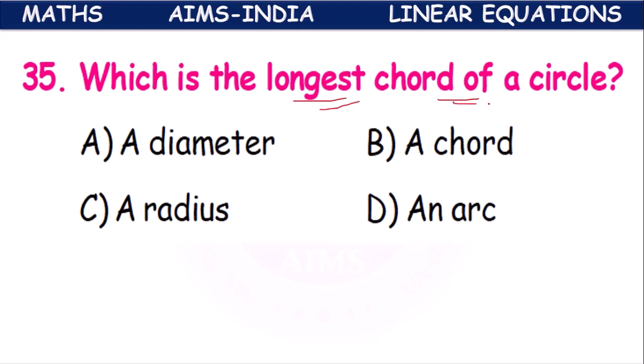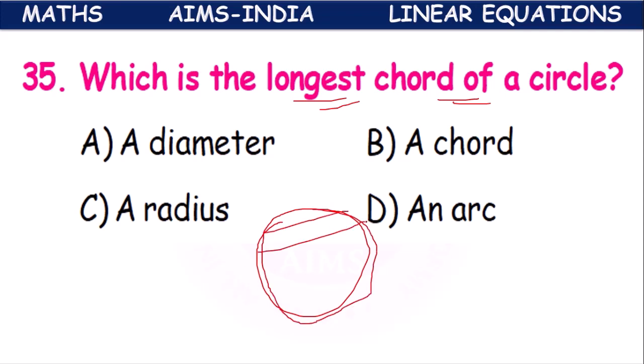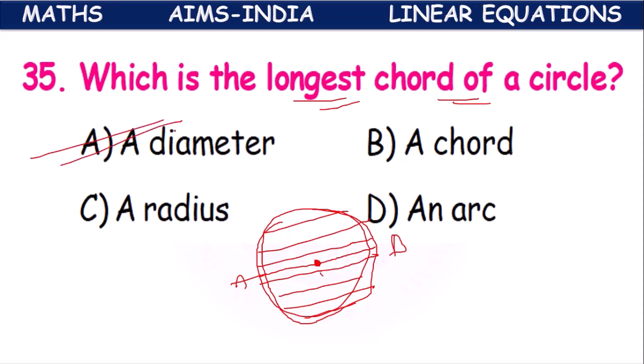What is the longest chord of a circle? For a circle, a chord means joining any two points on the circle. Out of all the chords, what will be the longest? The diameter, which passes through the center of the circle, will be longest. So answer, diameter.